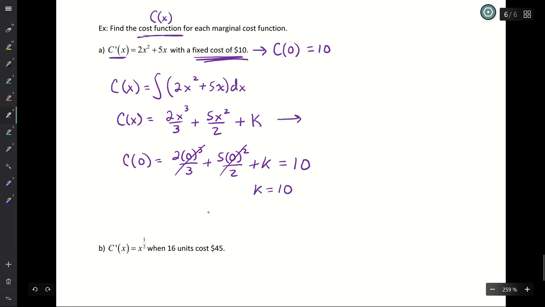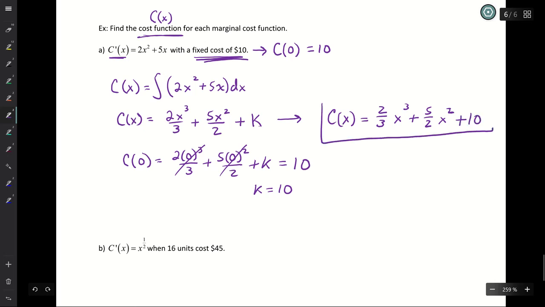And so what you'll do is you'll say from this step, c of x then is equal, and we're probably going to write it as 2/3 x to the third, plus 5/2 x to the second, and then what's the value of k? We found out the value of k was equal to 10. And so there's our cost function that satisfies the criteria that they gave us. It has a derivative that is 2x squared plus 5x. Its fixed cost, or its evaluation at 0, is equal to 10.